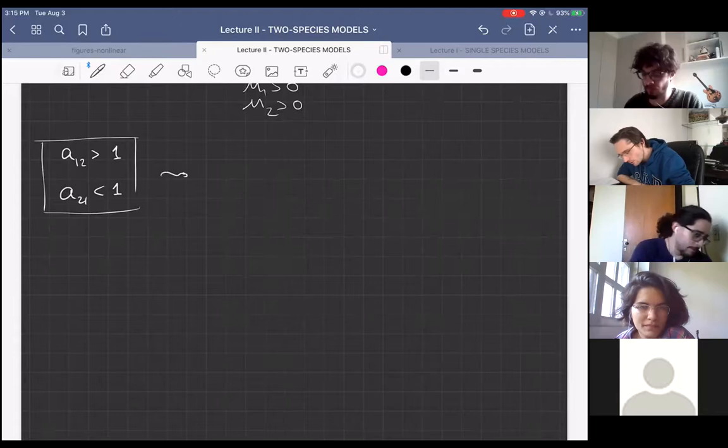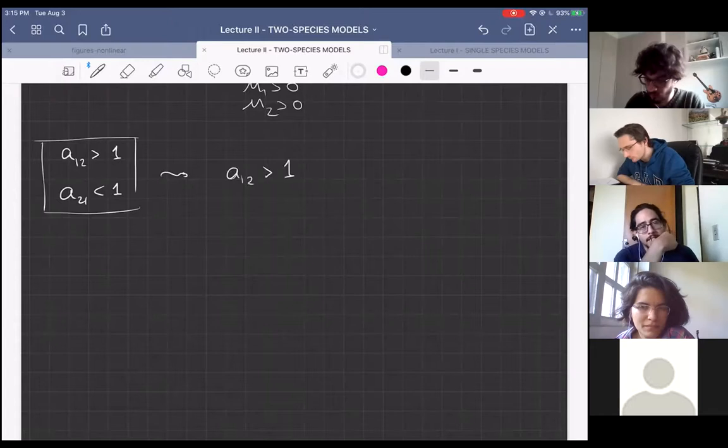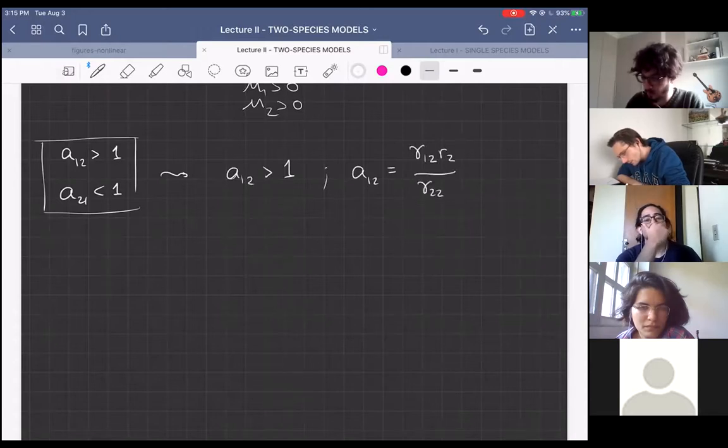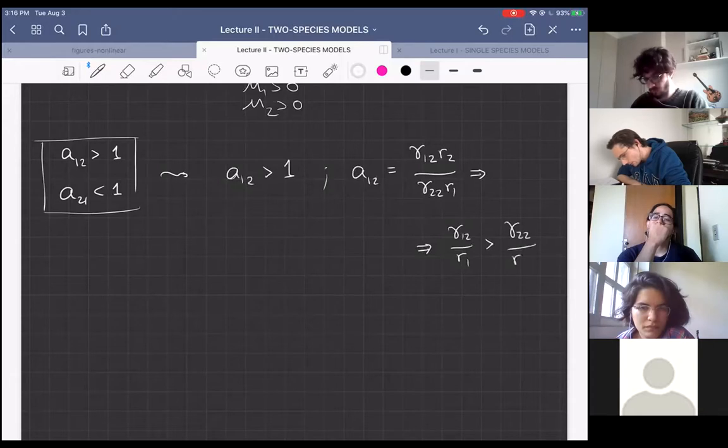So first of all, what does it mean that A12 is larger than 1? If you remember from the definition of the non-dimensional variables, A12 I defined as gamma 12 R2 over gamma 21 R1. You can go back to the notes and you will see that that's the definition. And that means that gamma 12 over R1 is larger than gamma 22 over R2.